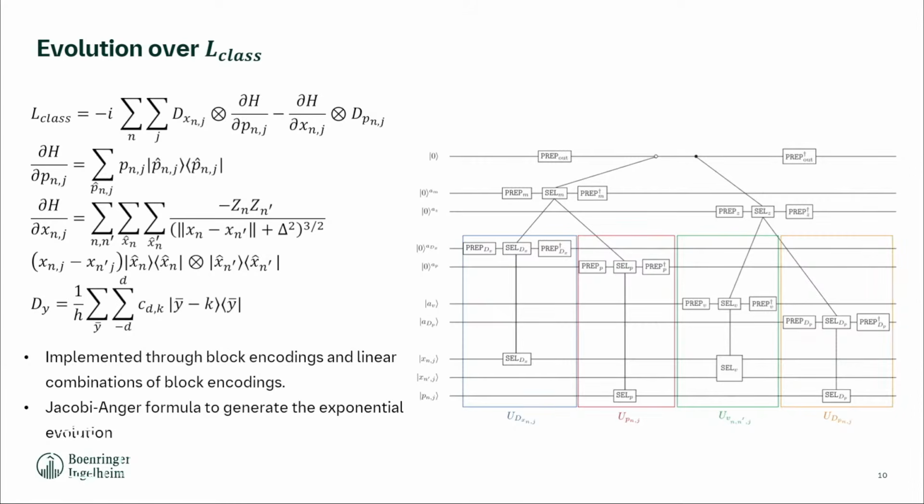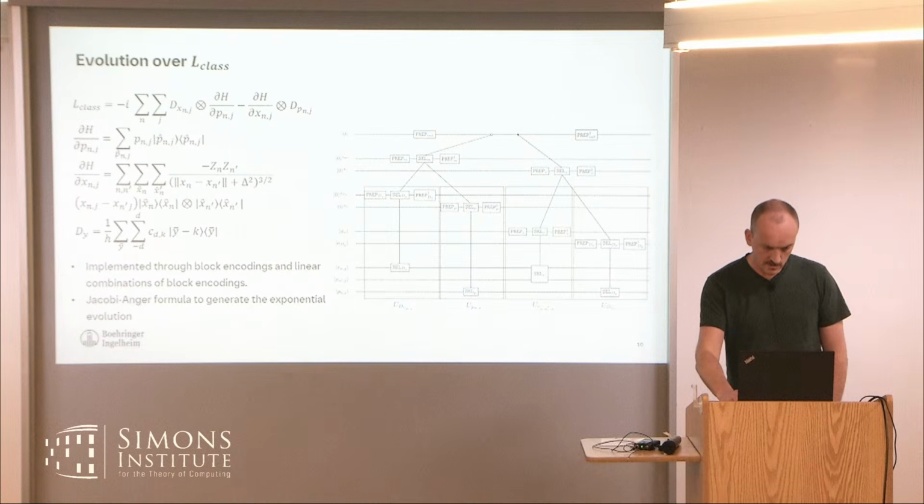And then once you have the block encoding of this thing on top, you do a Jacobi-Anger expansion, and you calculate the exponential of this operator, and you multiply it by the time you want to evolve. So you don't need to actually time slice it. You can just evolve this all the way through.